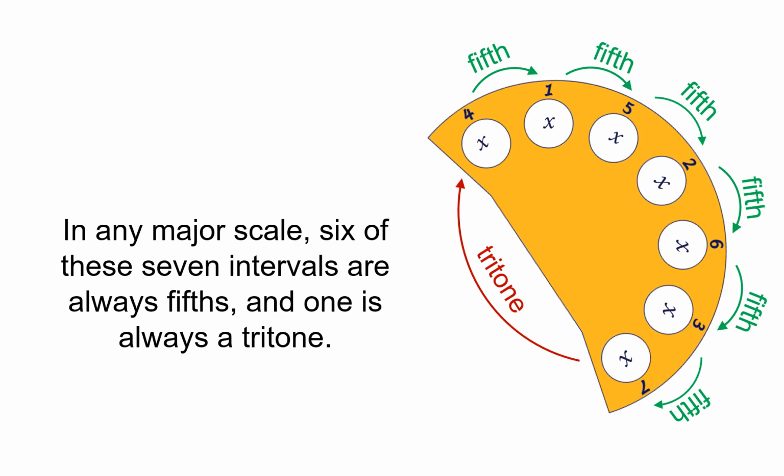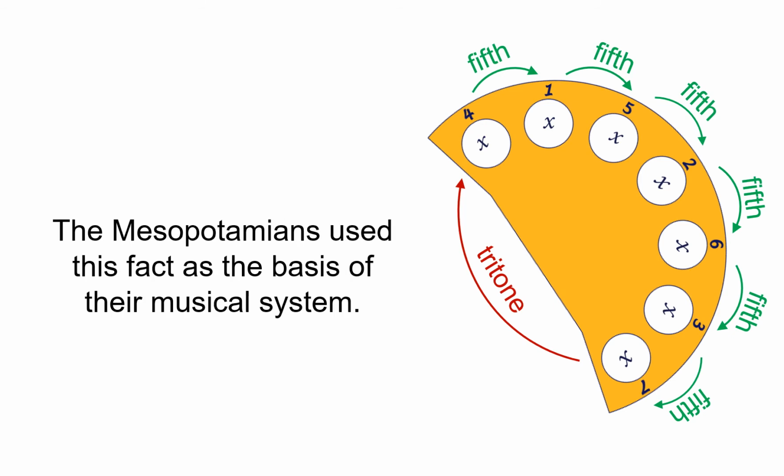In any major scale, 6 of these 7 intervals are always fifths, and 1 is always a tritone. This fact is what the Mesopotamian musical system is based on.